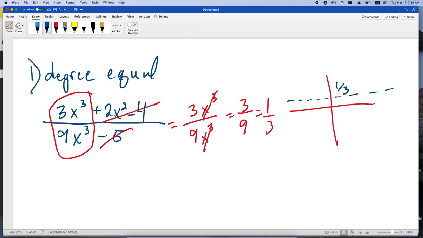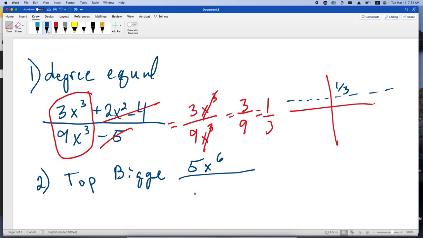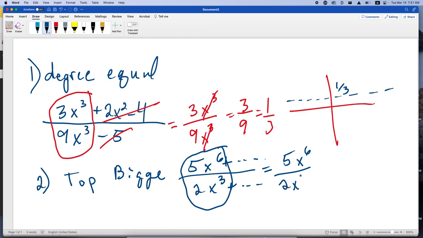So that's the first case. Second case, the top is bigger than the bottom. So something like 5x to the 6th over 2x to the 3rd plus stuff, right? And again, it doesn't matter what the stuff is, we're only focusing on the biggest degrees. What's going to happen is we just take these two biggest degrees and do the same thing. 5 over x to the 6th, 2 over x to the 3rd.